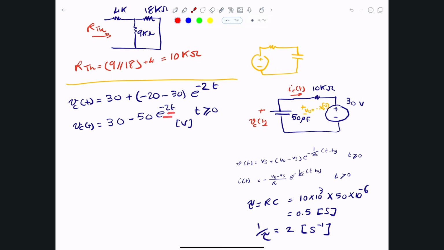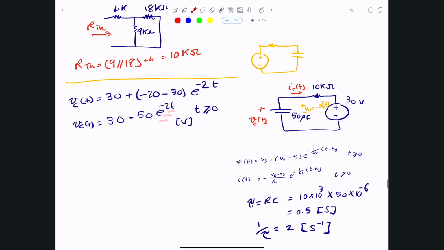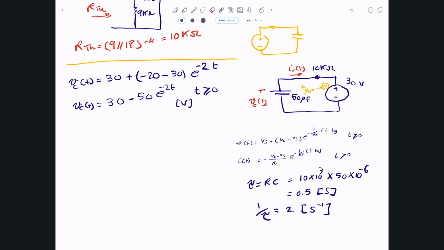And if you wait for a very long time, that t goes to infinity, that means the whole exponential term goes to 0. So the final value would be 30, which makes sense, because if you wait for a very long time in this circuit, you will see that the capacitor will have 30 volts across it.